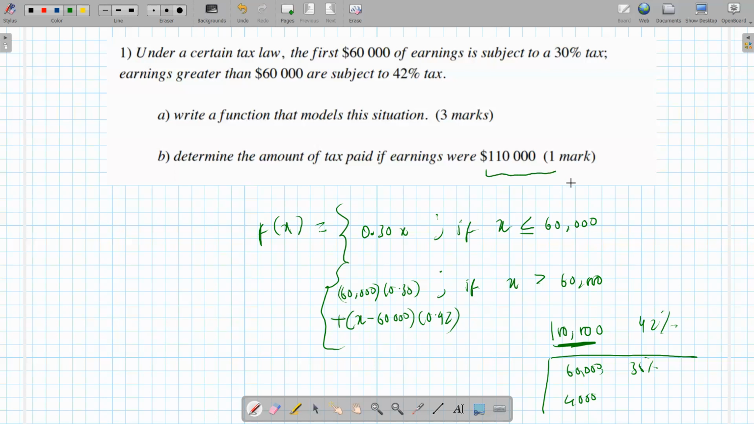So 110,000 means we're going to be using this, right? So we just find f of 110,000. So that is equal to, again, you pay 30% on the first 60,000.